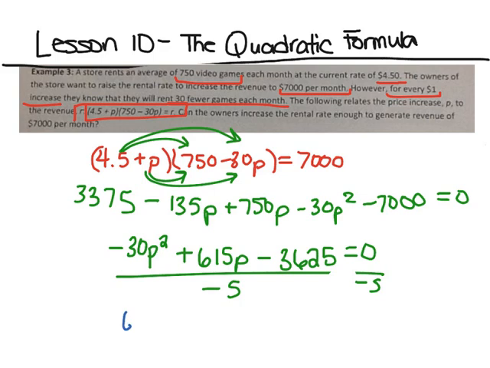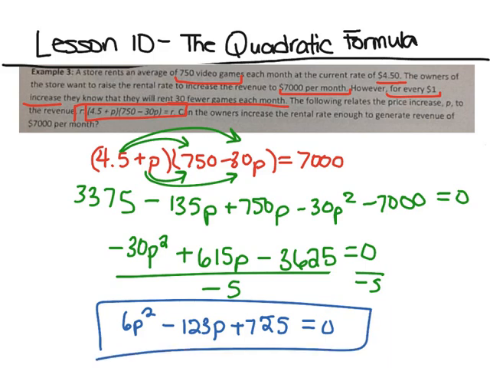So we have 6p squared minus 123p plus 725 is equal to 0. So here's our new equation, and I'm just going to erase this so we can use the quadratic formula now. So we know A is equal to 6, B is equal to negative 123, and C is equal to 725.